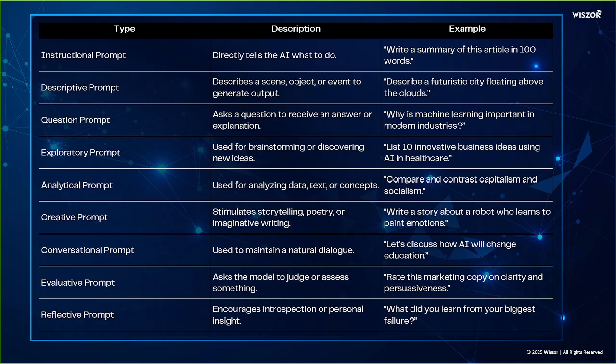Okay, so the next one is question prompt, asking a question to receive an answer or explanation. So it's a simple direct prompt way. Why is machine learning important in modern industries? So this is a simple and direct question. You can simply directly ask any question to this AI and it will answer based on the database it actually has. But in this case, you need to remember one important thing. It will think based on the questions you ask.